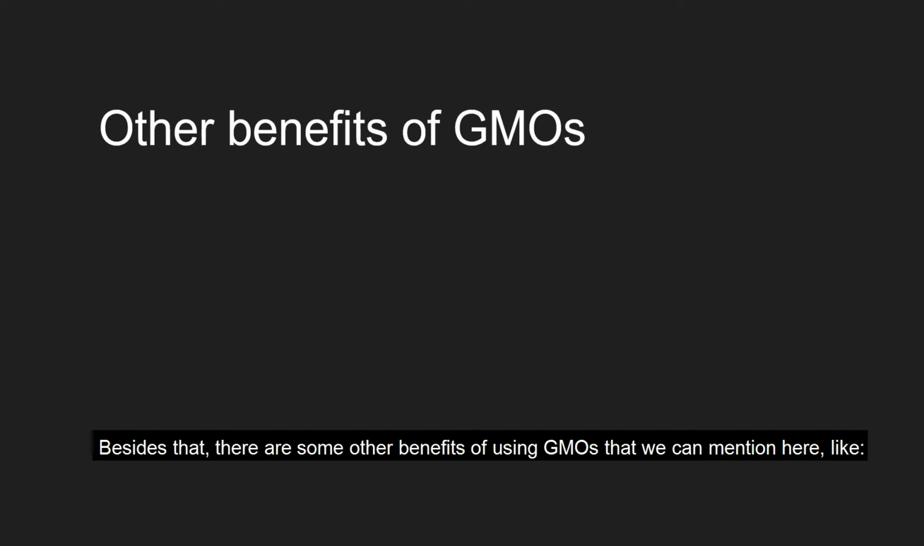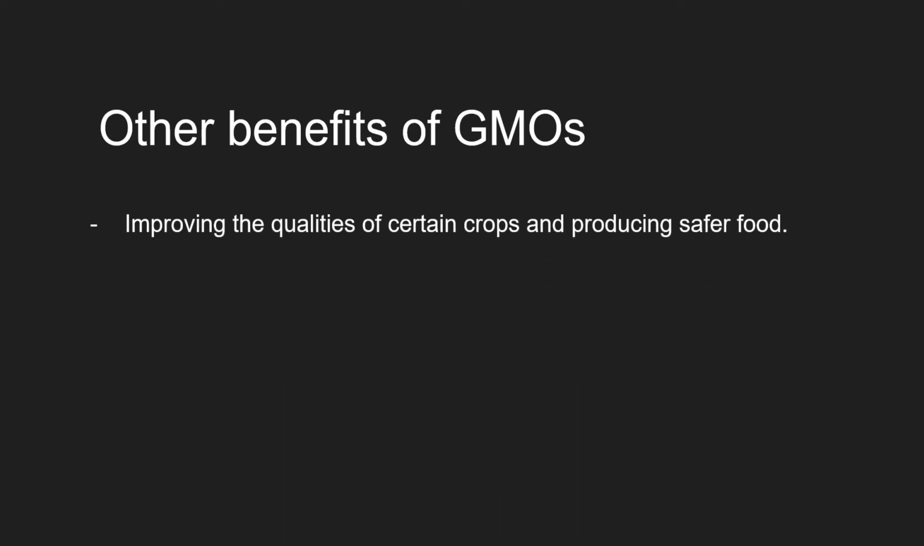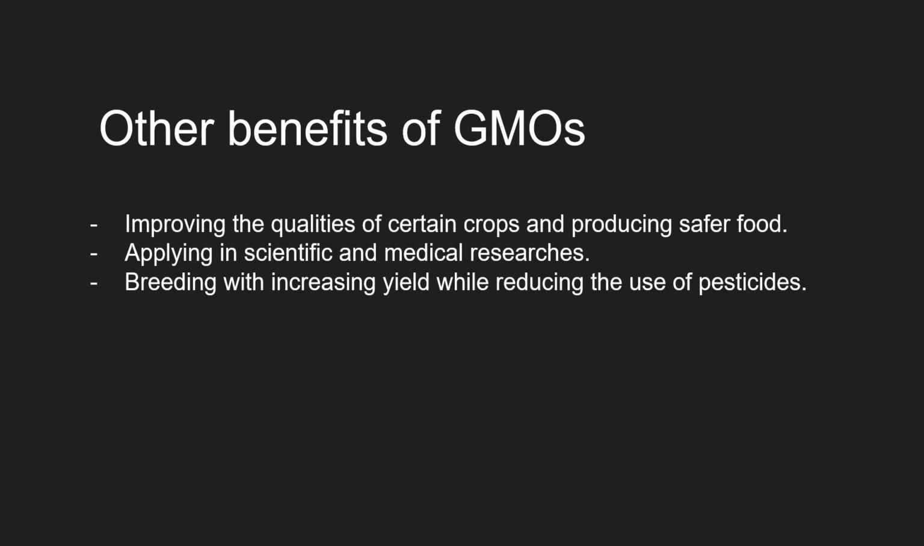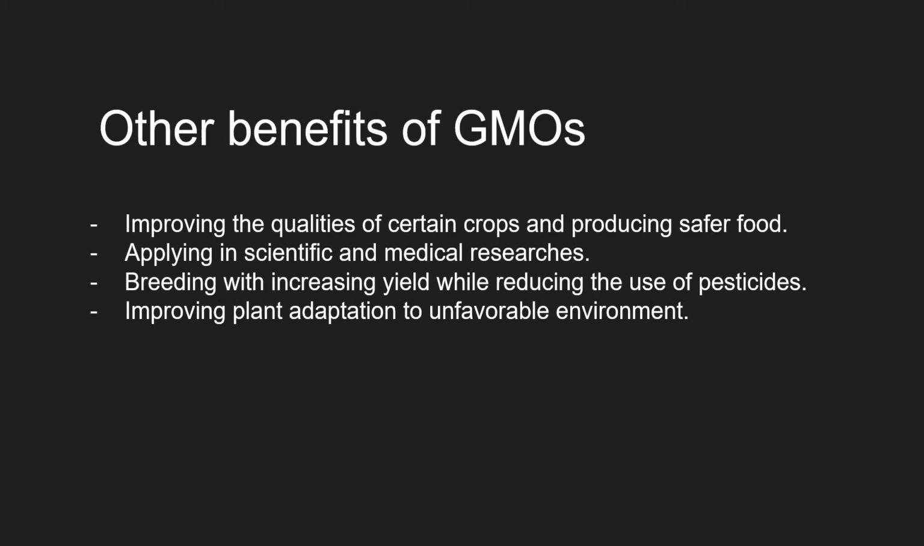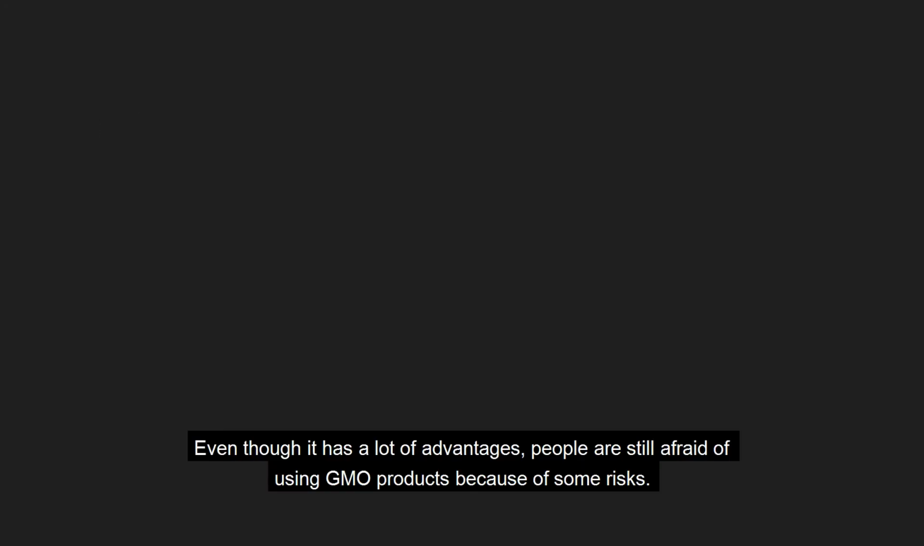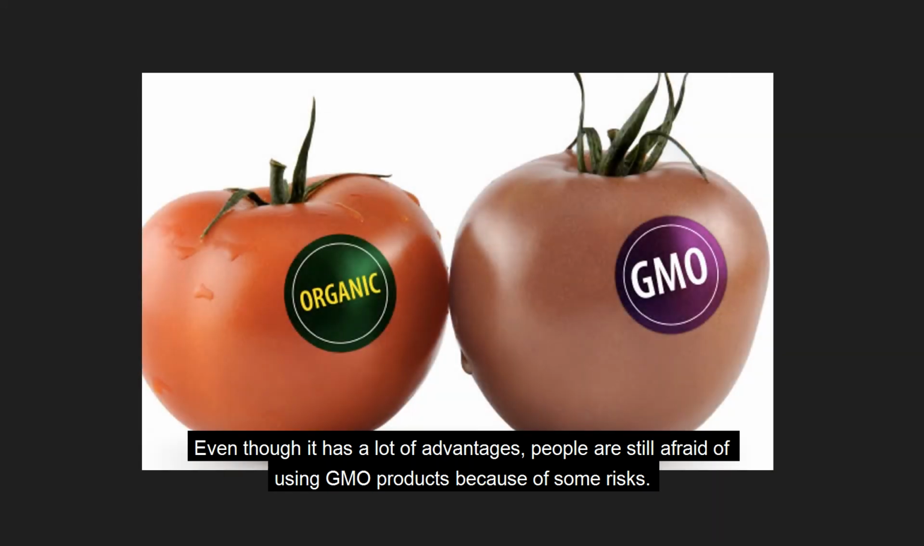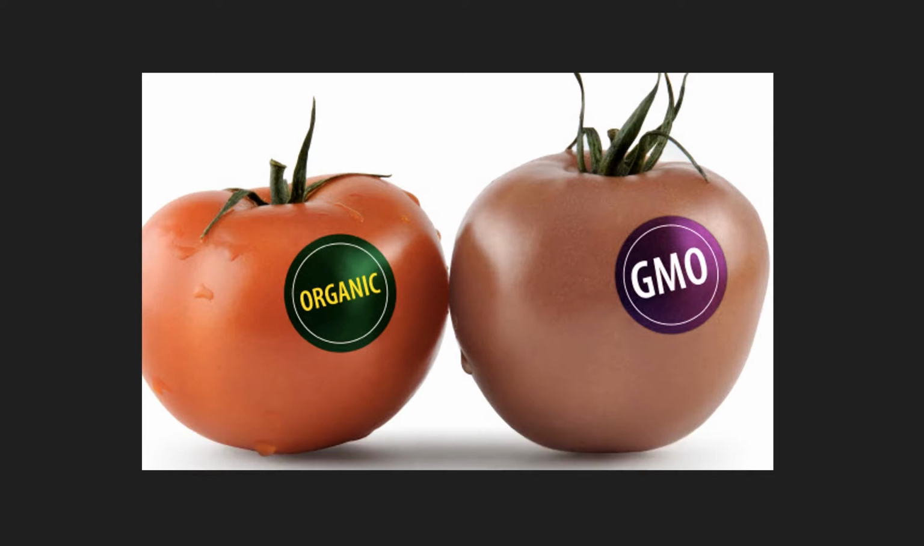Besides that, there are some other benefits of using GMOs that we can mention here, like improving the qualities of certain crops and producing safer food, applying in scientific and medical research, breeding with increasing yields while reducing the use of pesticides, and improving plants' adaptation to unfavorable environments. Even though it has a lot of advantages, people are still afraid of using GMO products because of some risks.